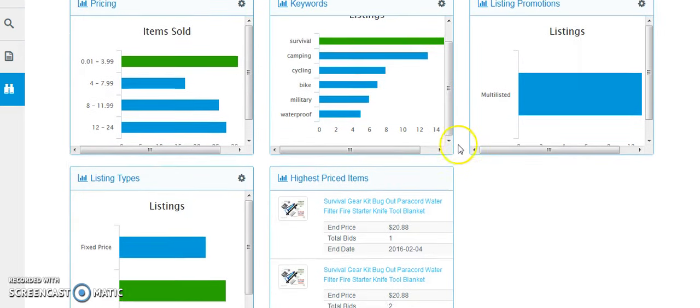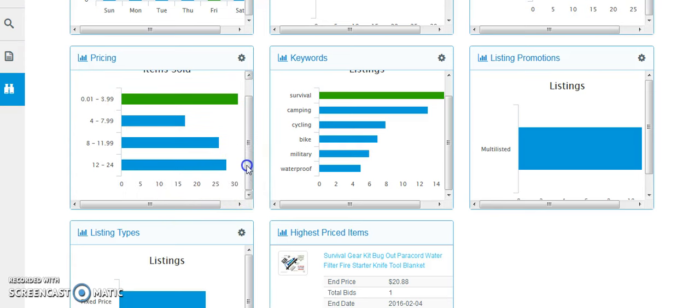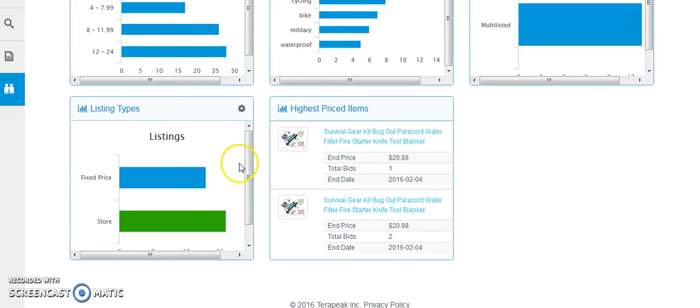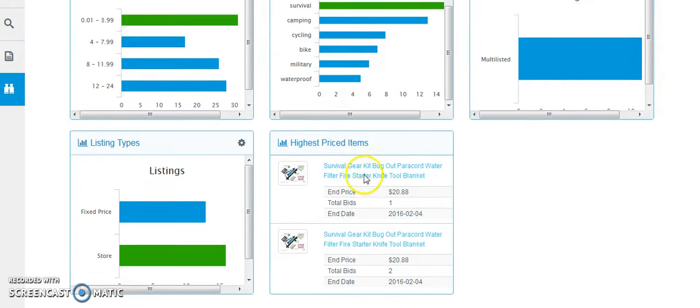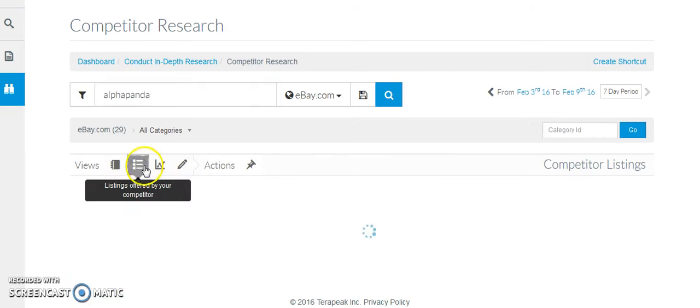The price point's another important thing. As you can see, most of his products are between $1 and $4, although he really has a pretty good mixture of sales, everything from a penny all the way up to about 25 bucks. So, he's pretty varied price points, I guess we could say. His most expensive items are $20, and it's a survival bug out kit. So even his most expensive item is still fairly cheap, but he's making really good margins on this stuff.